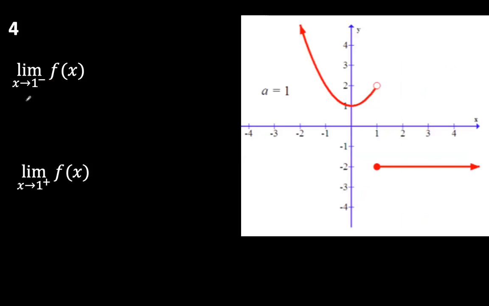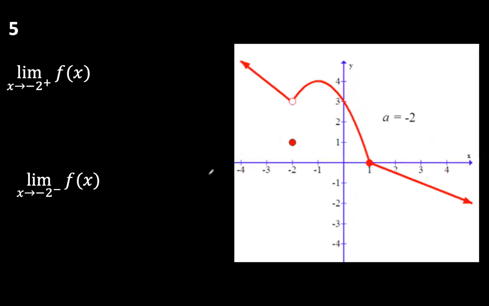So the limit of f of x as x approaches 1 from the left. So here we go. We're going to consider this, and it's equal to 2, right? And how about this? The limit of f of x as x approaches 1 from the right. So here, and it approaches -2. So using the graph, it can be easily seen where the graph approaches on a certain value of x. All right, so these are the values.